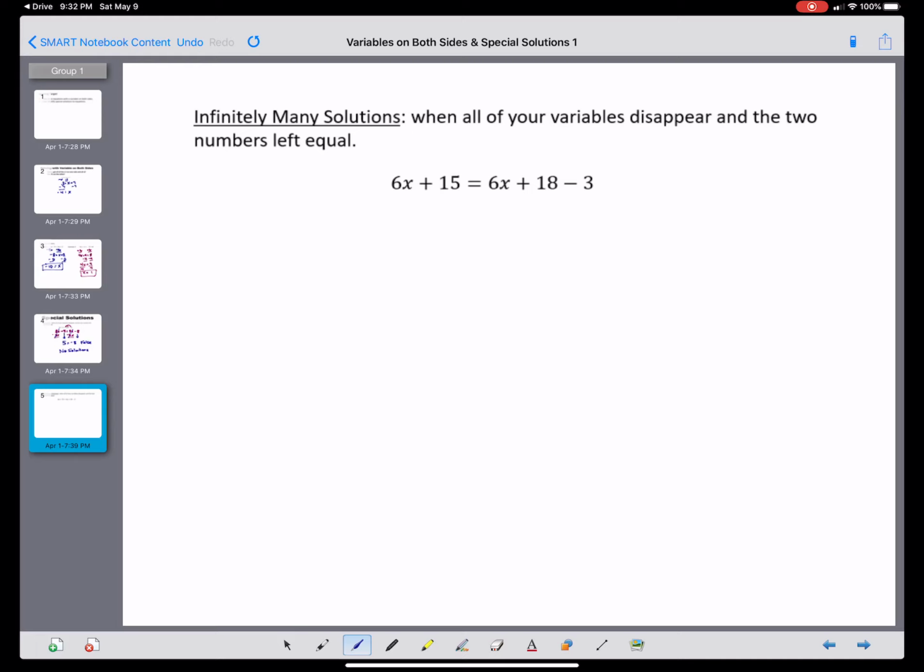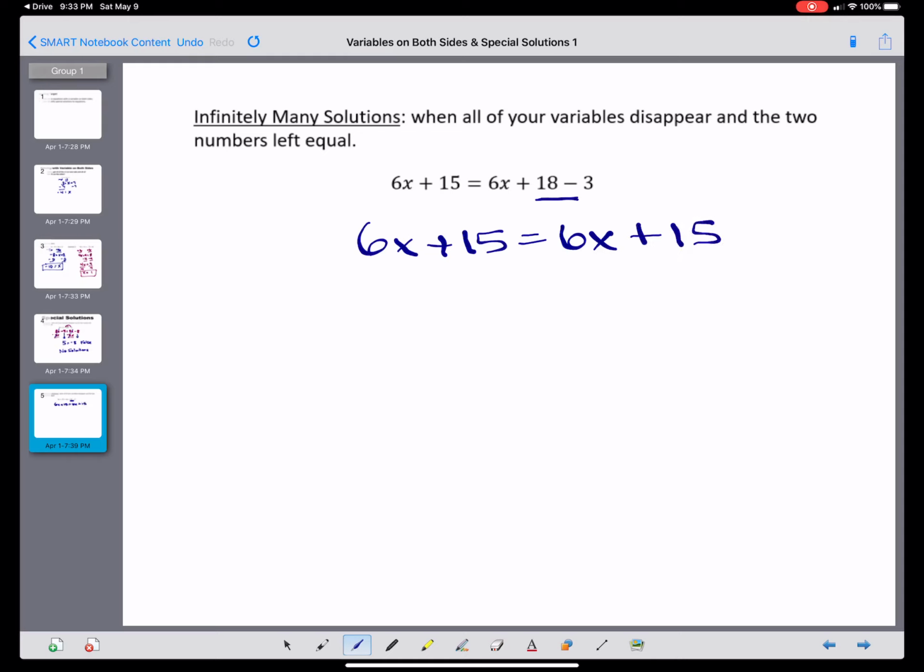The last one, infinitely many solutions. So it's when all the variables disappear and the two numbers left are equal to each other. Well, let's solve this. The first thing I need to do is combine like terms, and these are my two terms that I need to add together. So if I do that and I rewrite this, I have 6x plus 15 is equal to 6x plus 15.